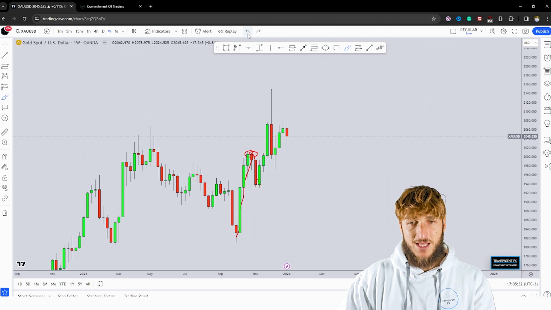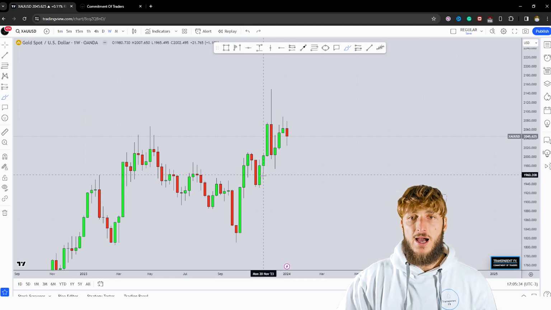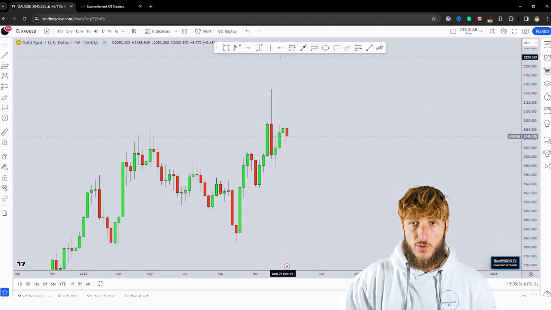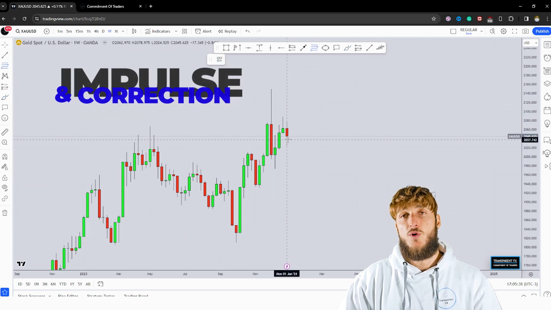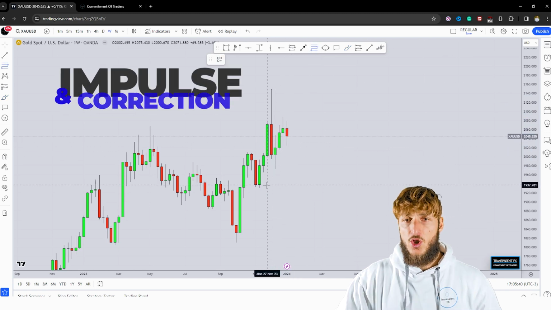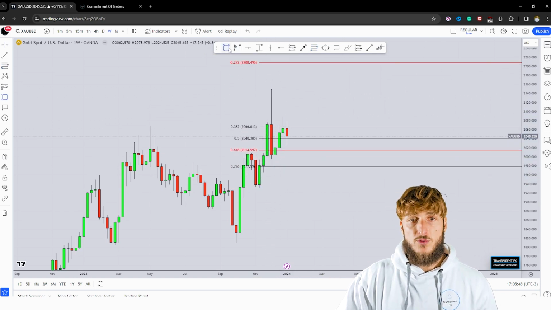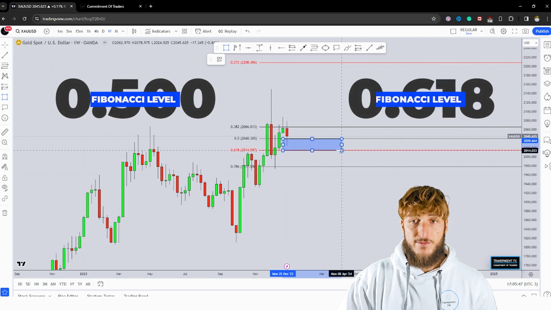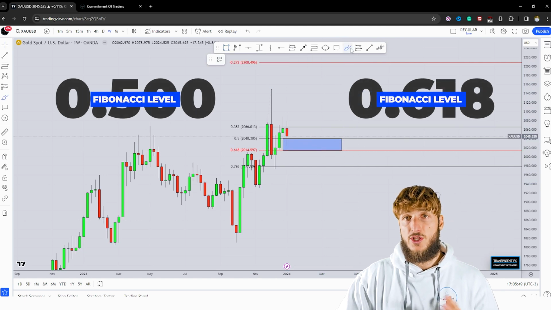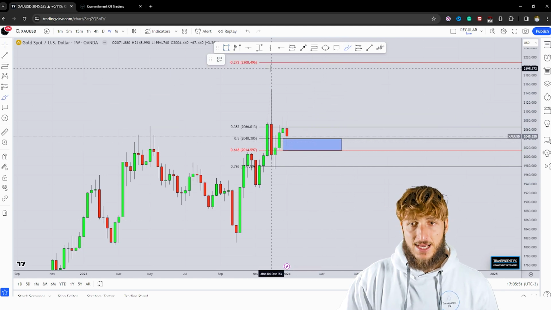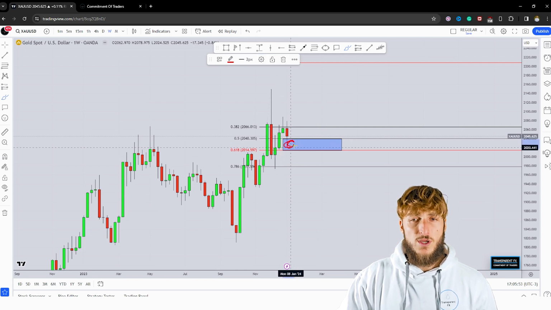Also, if we look at the patterns, we can easily identify a clear impulse followed by this correction. In general, after an impulse, if we want to measure the correction, we have to take our Fibonacci from the low to the high of the impulse leg. If we do that, we can see how we have the 0.5 and 0.618 Fibonacci retracements lining up exactly at this area, creating a quite strong support zone.